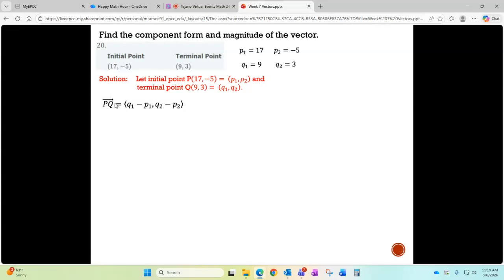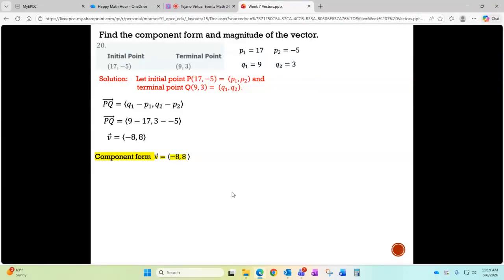Again, here's the formula for writing a vector in component form. Appropriately plugging in the values: 9 minus 17, and 3 minus a -5, a double negative. 9 minus 17 is -8, and 3 plus 5 gives us 8.